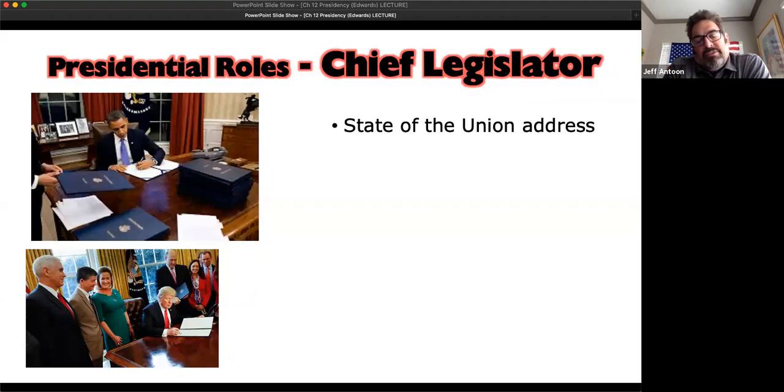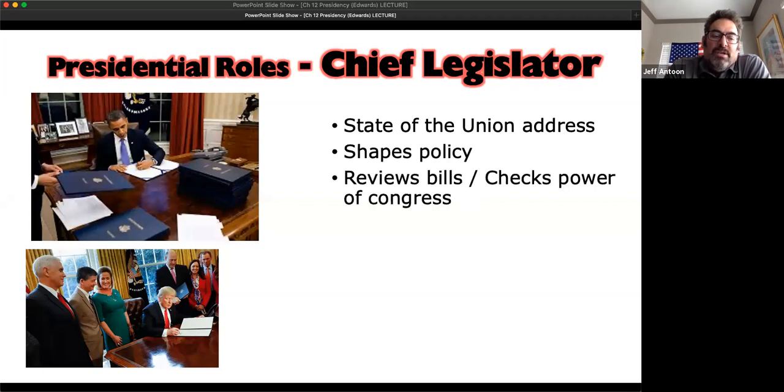every year, other than their first year, they give a State of the Union to a joint session of Congress telling how things are going. They shape policy through their actions and their pulpit, their bully pulpit. They have the loudest voice in our country, obviously. They review bills. They check power on Congress by either vetoing, signing them into law, or even pocket vetoing, and I'll talk about that.